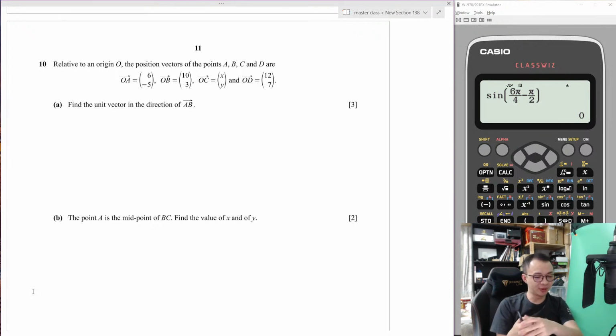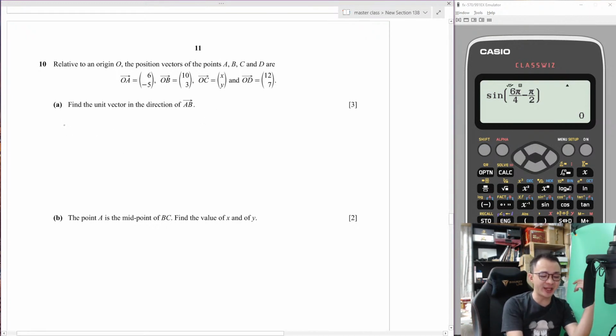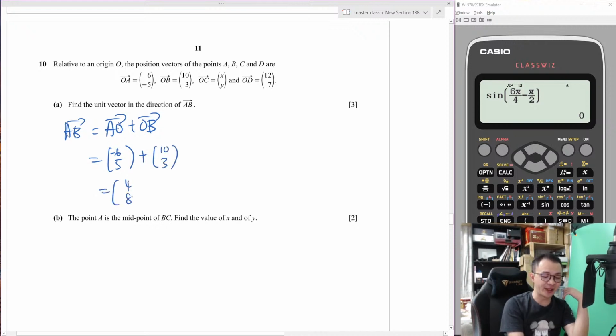Okay, let's go to this question. Relative to the origin, the position vectors of A, B, C are as below. I love column vectors, it's easier. So they ask about the unit vector of AB. I want to find AB first. So I know AB is AO plus OB. AO will be in the opposite direction, right? Then they add negative for both. Okay, negative 6 and positive 5. OB is 10, 3. Then just plus them, I will get 4 and 8.